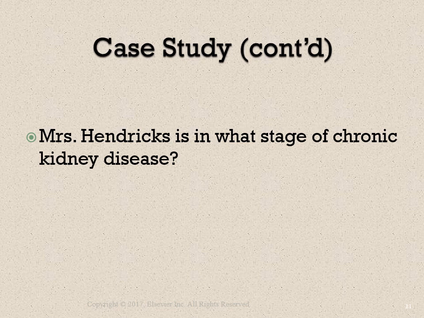So Mrs. Hendricks, what stage of chronic kidney disease do you think she's in? Think about this. What stage is she in? We didn't talk a lot about the stages. It is in your book to reference, but she is in stage 4. So she's got severely decreased GFR. That filtration rate was all the way down to 22 milliliters per minute. For stage 4, it's usually 15 to 29. So Mrs. Hendricks is in stage 4 of chronic kidney disease.